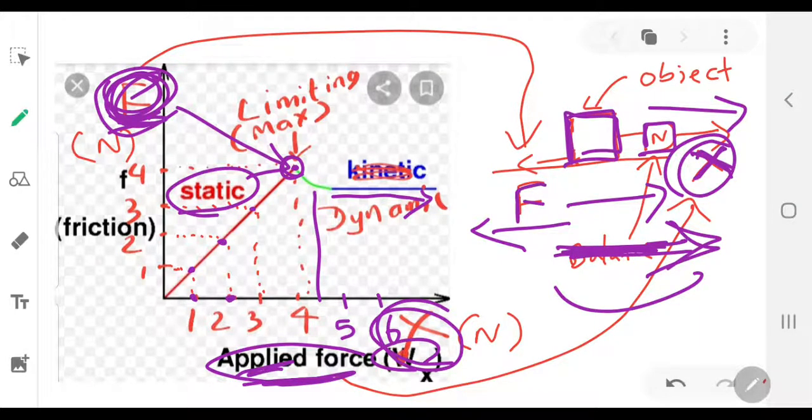So when the objects are moving, what is the name of the friction that is related to that? It is called dynamic friction or kinetic friction. You can use both the words, but your book says dynamic friction.